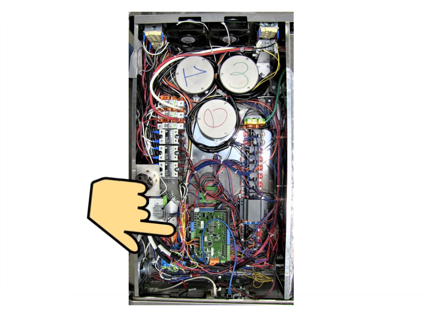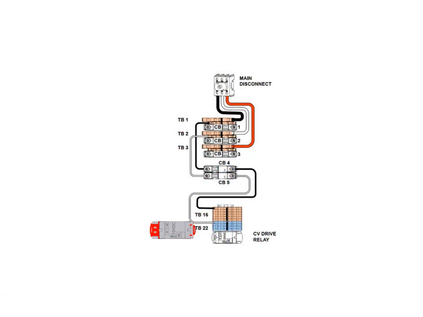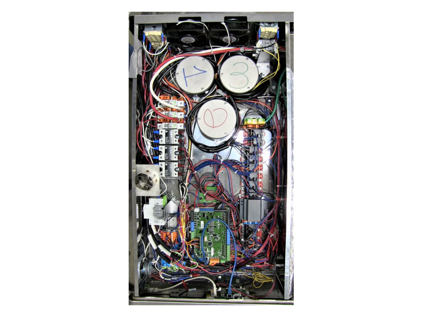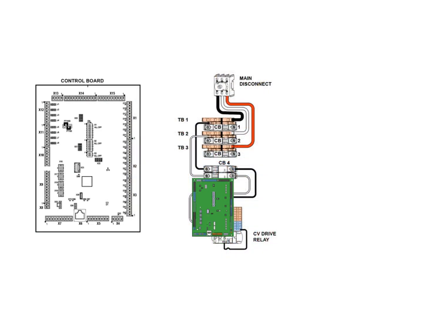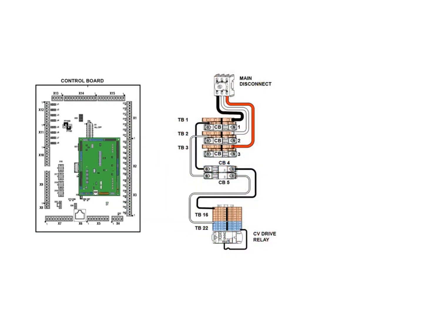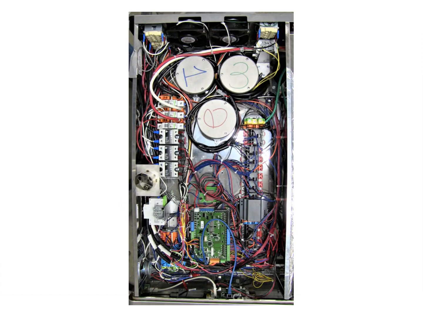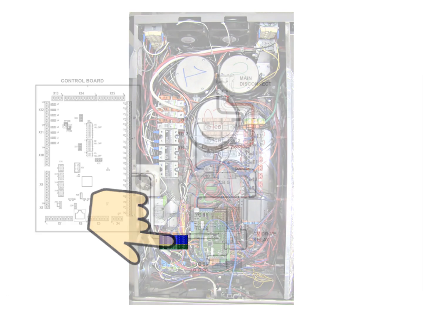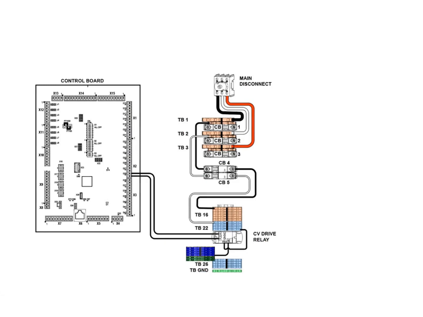Mounted forward of the TB16 and TB22 is the CV drive relay. When this relay is energized, it enables all of the variable frequency drives, VFDs, in the oven. One leg of line power is connected to the common terminal of the CV drive relay from TB22. When 12 volts DC is supplied from the control board to energize the CV drive relay, the relay contacts close, and line power is supplied to terminal board TB26.